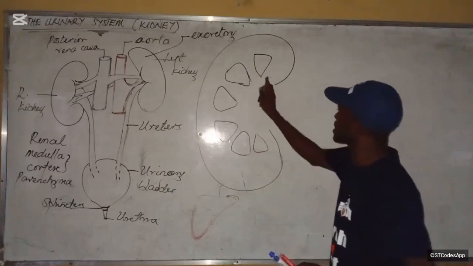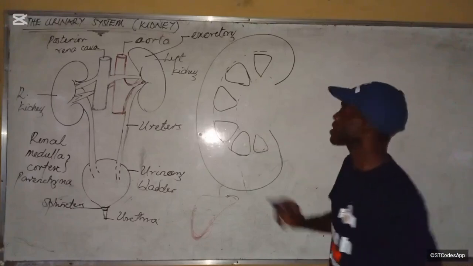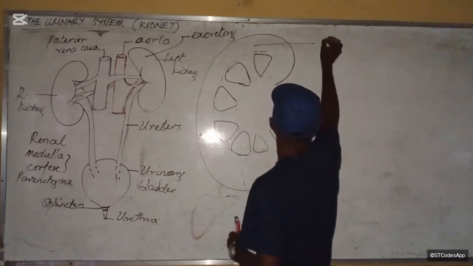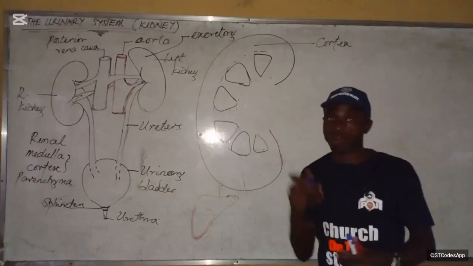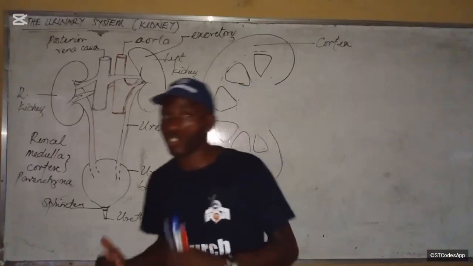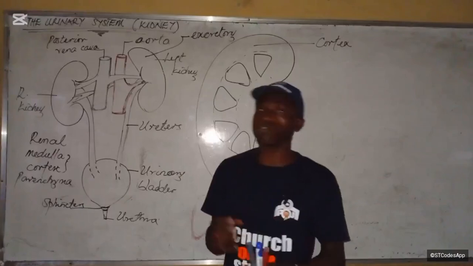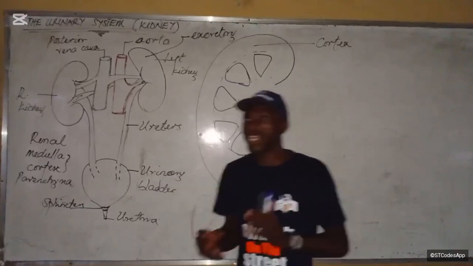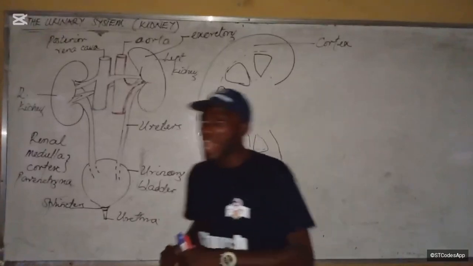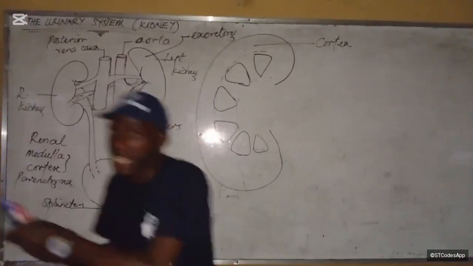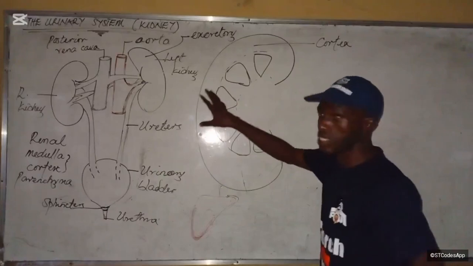Now, the inner part here is called the medulla. Then this outside space here is called the cortex. This outer part here is called the cortex. And I said both the cortex and medulla have their roles to play in the production of urine. Now you have to understand these two sides because the major functional unit of the kidney is called the nephron, and the nephron begins at the cortex and ends in the medulla. Is that okay? So that's why you have to understand these sides.